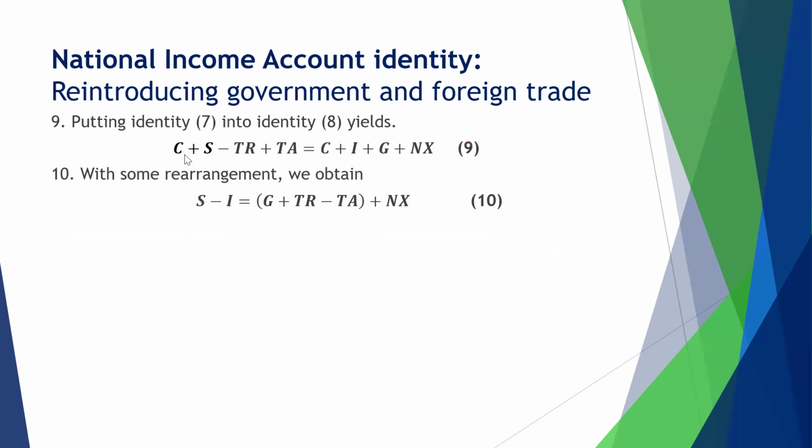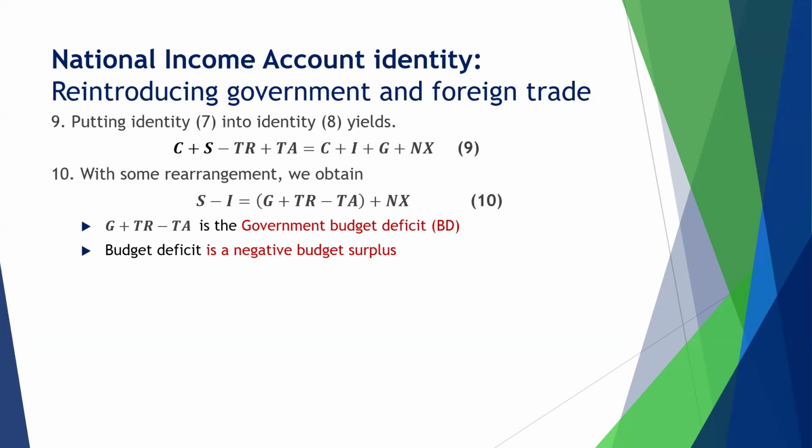Okay. So here, again, as I've mentioned, the G plus TR minus TA is the government budget deficit, and the budget deficit is a negative budget surplus. Budget deficit happens when the government spending is higher than the taxes earned by the government.